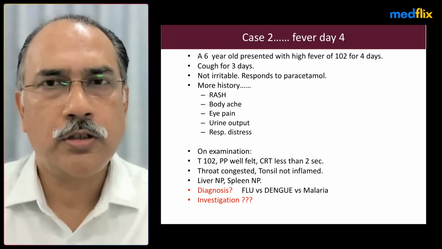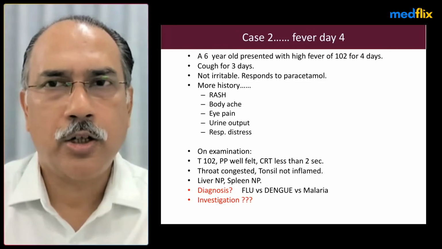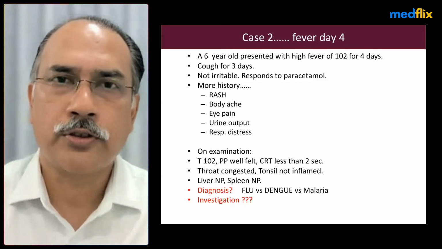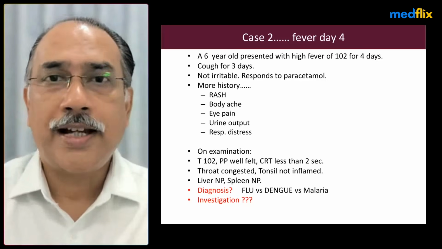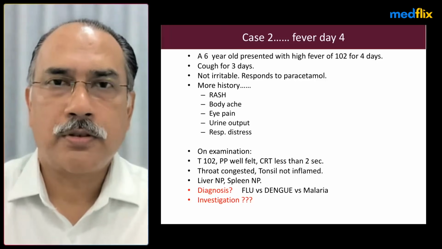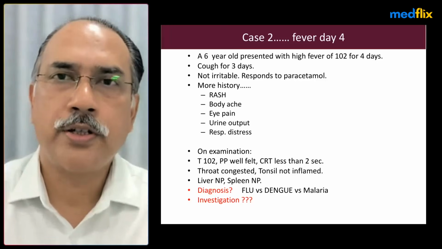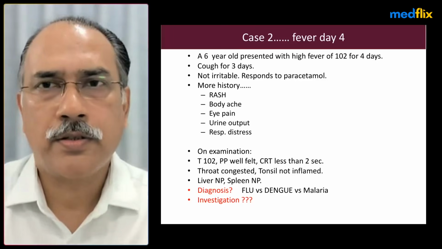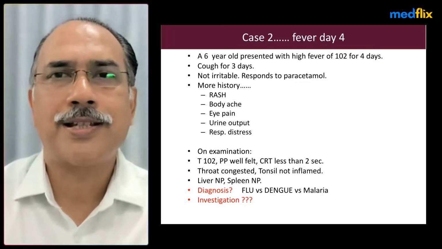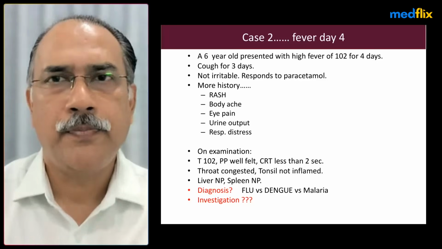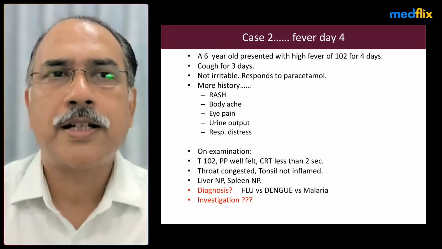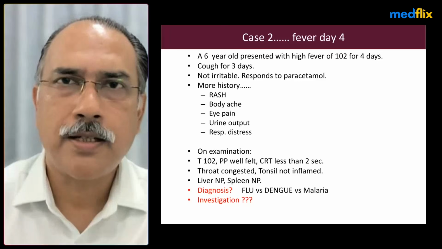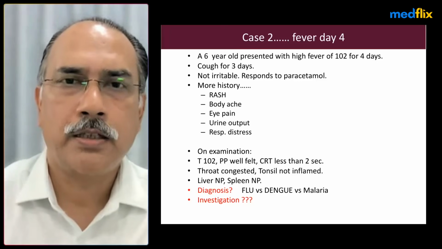Now you have another 6-year-old with high-grade fever, 102. On day 4 the child comes to you, also complaining of cough for 3 days. The child is not irritable, and responds to paracetamol. Here you would want to differentiate between a viral fever versus any other condition. Now remember, the majority of viral fevers start subsiding by day 3, not necessarily go away by day 3, but start subsiding by day 3. So on day 4, I would still put viral fever highest, but I would start looking for many other conditions.